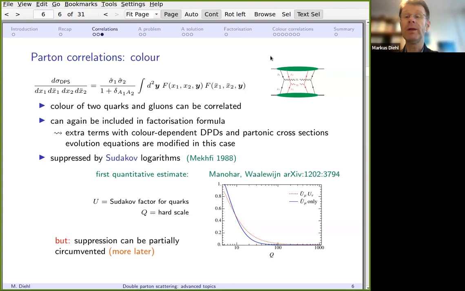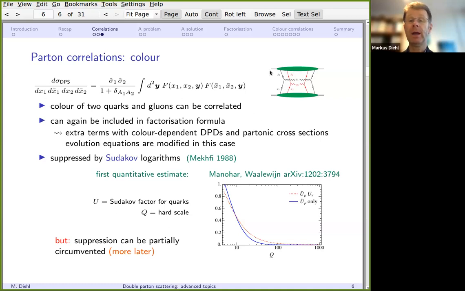But that's not the only way to combine these 4 open color indices here. You can also have the color state of this one correlated with the color state of the other one. And that's what I mean by color correlations. And that is, again, a phenomenon which can be incorporated in these distributions. We'll see that later. You just get extra labels on the distributions and extra distributions that describe the different ways of combining the color states here.